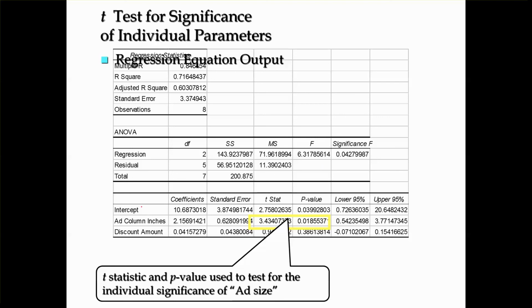So now we first look at the ad size, the size of the advertisement. First we found that the t-statistic is 3.43, which is larger than 2.57, so we should reject H0. And the p-value 0.018 also is smaller than 0.05. Based on the t-statistic and p-value, we conclude that we will reject H0. So beta 1 is significant. Beta 1 is significantly different from 0, and we conclude the size of the advertisement will significantly affect the number of the new customers.